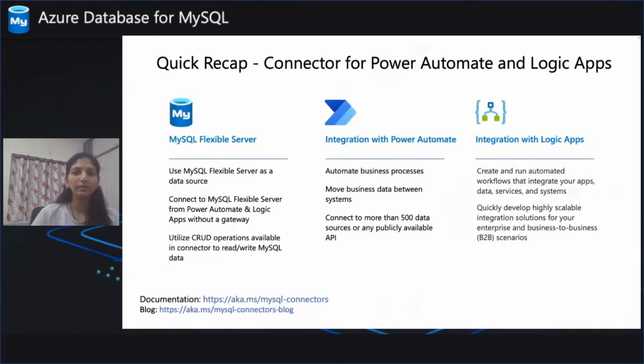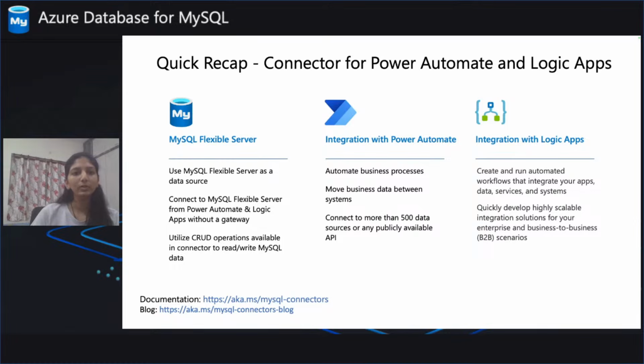The MySQL Connector is available for Power Automate and Logic Apps. Using the MySQL Flexible Server as a data source, the user can connect to the MySQL server without a gateway using Power Automate and Logic Apps. The user can perform CRUD operations such as list users, add, delete, read, etc. For the previous recaps, we can have a look at the links given below, the blog post and the documentation.